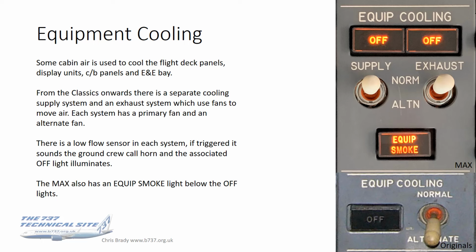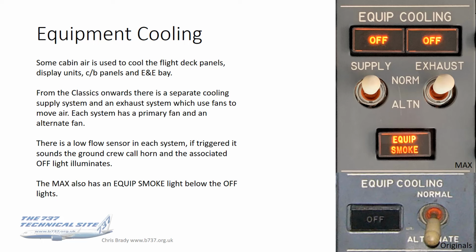You can see on the right the two photographs there. The lower one is that you find on originals, where there was just a single equipment cooling system. But on the classics, the NG and the Max, it was split into supply and exhaust, so that there was an extra section added.